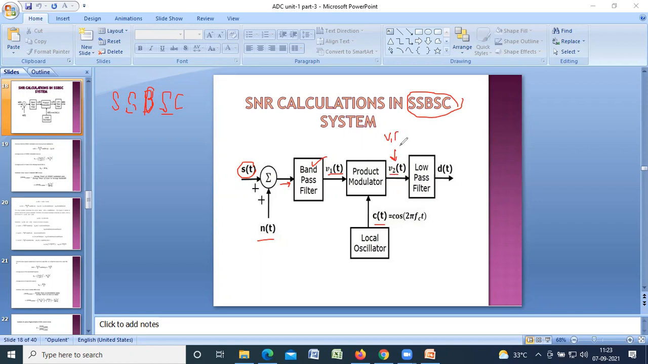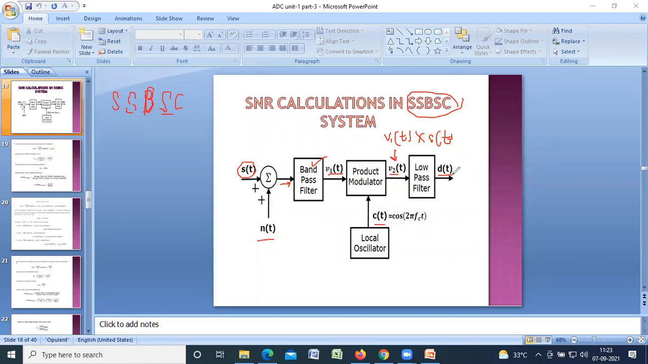V1T into C of T. And what is the purpose here? What is D of T? That is your demodulated output. Demodulated means we have to extract the message signal back. Is that clear?